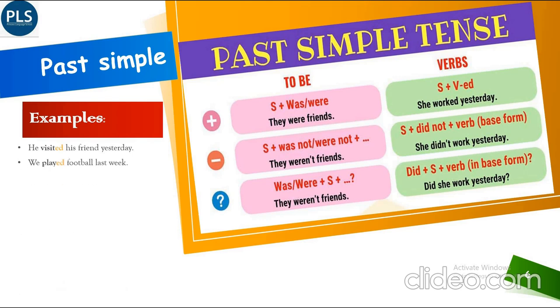Like here in this example, we played football last week. We played football last week. I need you here to notice something, guys. Here the verb ends with Y, the letter Y, but before the Y there is a vowel letter A. Okay, so what we are going to do here, we are going to keep the Y and add ED only. But look here at this other example.